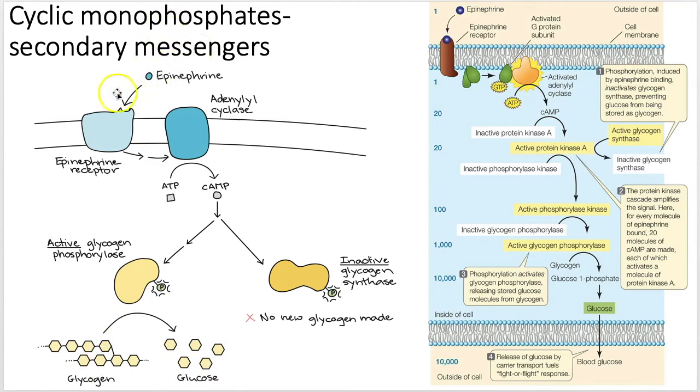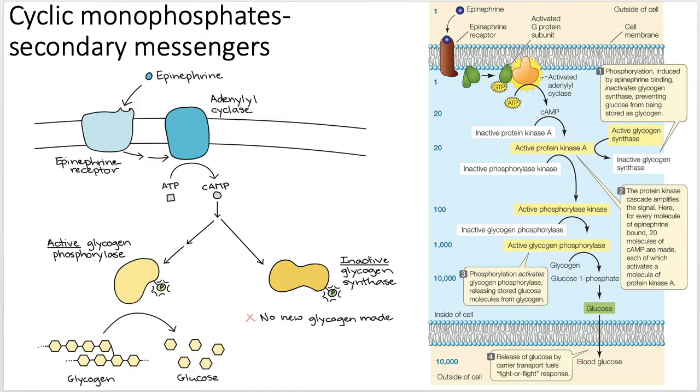So you have epinephrine binding to your epinephrine receptor, and that has a component that slides over and activates your adenyl cyclase. And that takes ATP, so you need to have ATP around, and turns it into cyclic AMP, okay, which can then go on and activate your glycogen phosphorylase. And your glycogen phosphorylase's job is to convert glycogen to glucose. And then you have glucose readily accessed, and you can do stuff with it.